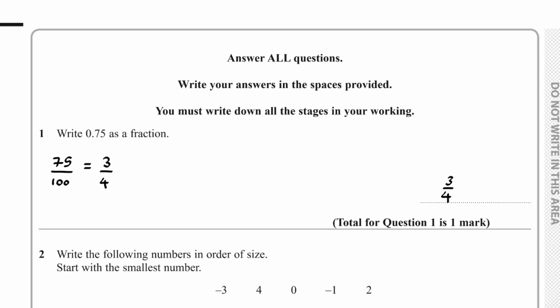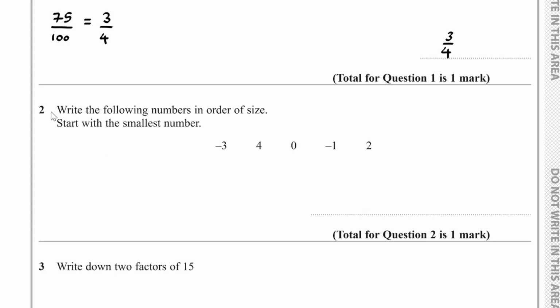Question 2, we have to write down the following numbers in order of size. We have to start with the smallest number first. Well, if we think of this in terms of temperatures, the more negative a number, the colder the atmosphere. -3 is the smallest, followed by the -1, followed by the 0, followed by the 2, followed by the 4.